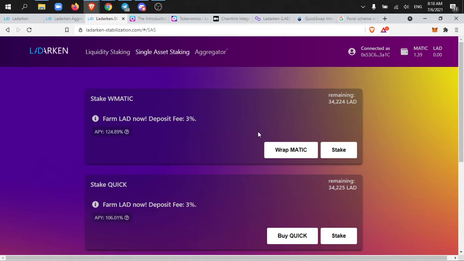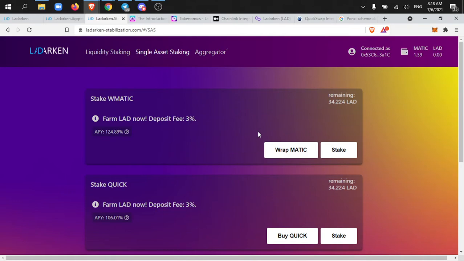If you're an interest-bearing LAD holder, you need somebody to come in here and stake so they can pay that 3% fee, because that's the only way right now that you're going to make money. And then that person is going to earn some LAD, and the only thing they can really do with it is convert it to interest-bearing LAD, and they need somebody to come in and stake so that they can make some of those fees.